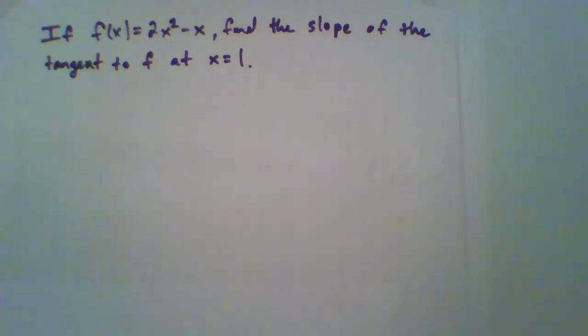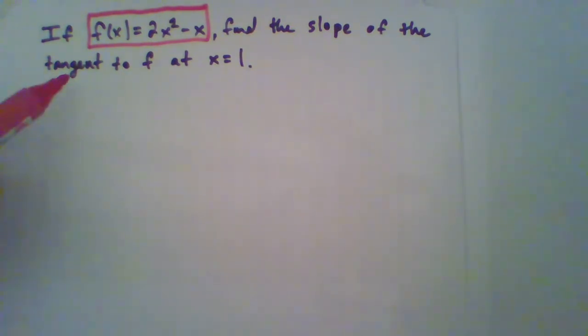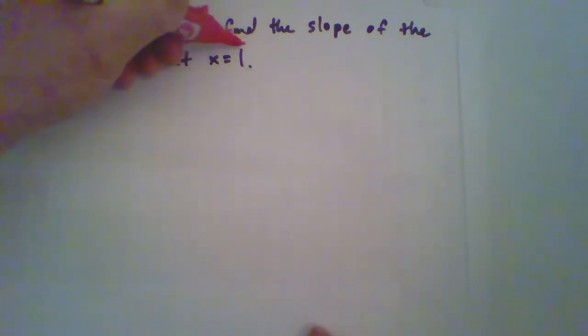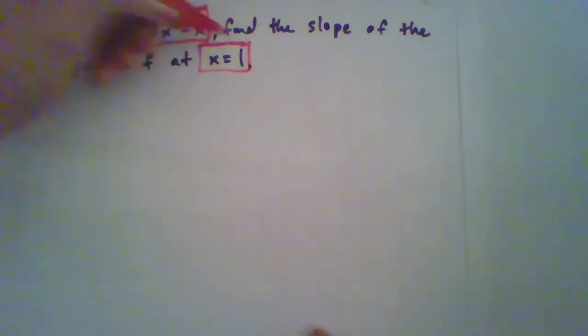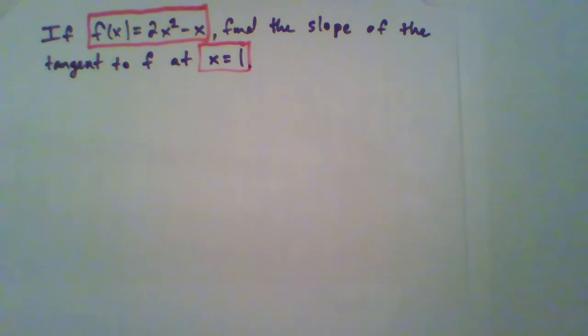We are going to do one more example here. So we have a different function this time. f of x is equal to 2x squared minus x. And this time we want to know what is the slope of the tangent to f at the point where x is equal to 1.